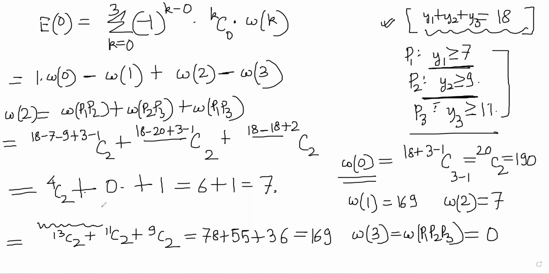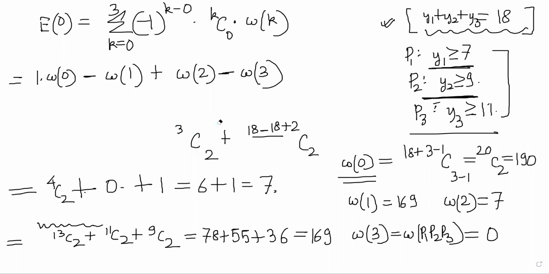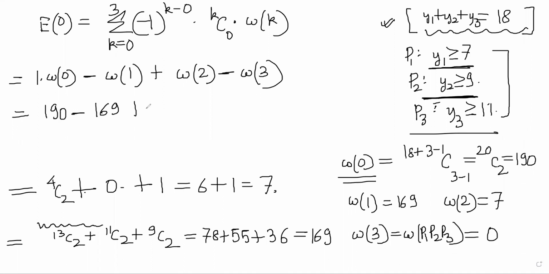So finally, if I want to calculate my E of 0, my E of 0 will come out as basically 190 minus 169 plus 7 minus 0. So this comes out to be 21 plus 7, 28. So there are 28 solutions which will satisfy the restrictions that were mentioned in the question.